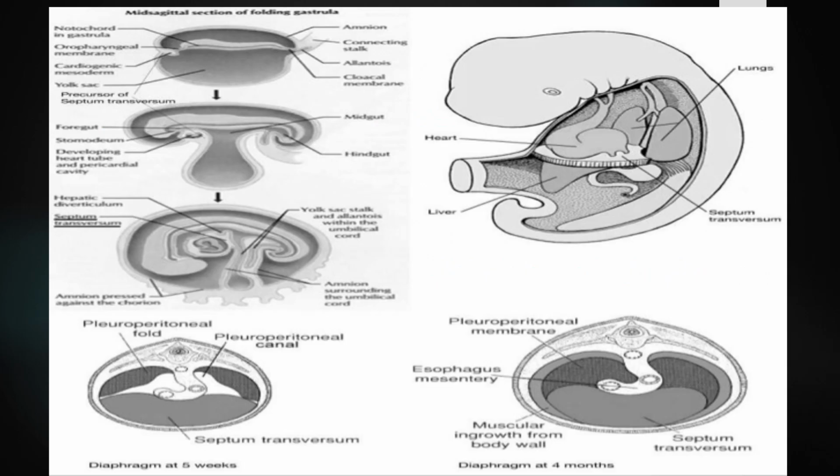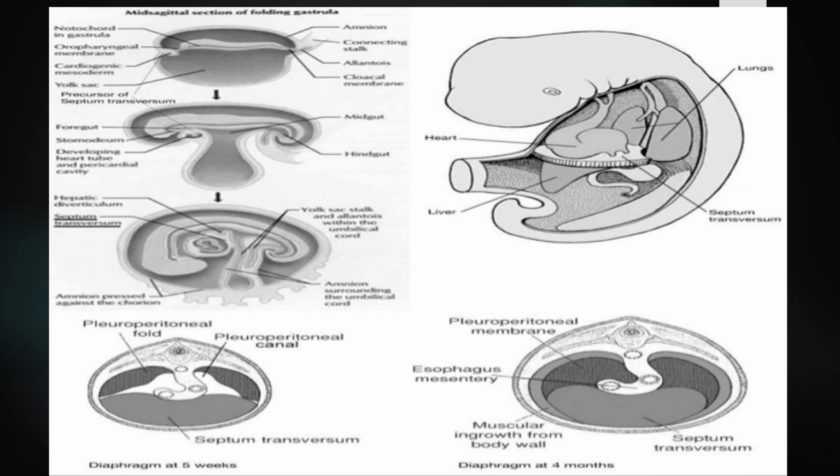In this picture, we can see this is the heart. This one is the septum transversum. You see, the septum transversum is between the heart and the liver. In this picture, we see the composition of the duodenum. This is the pleuroperitoneal membrane, which contributes to the formation of the diaphragm.